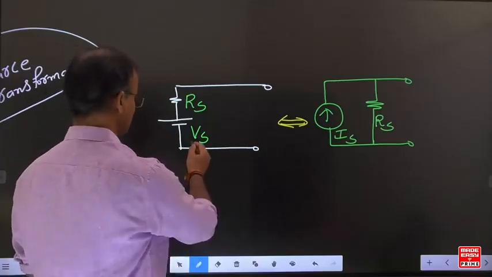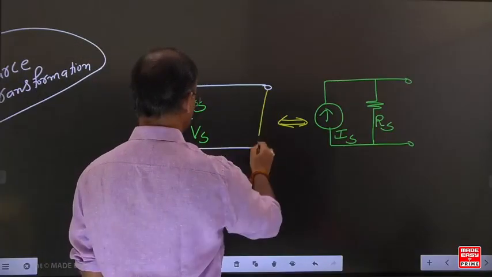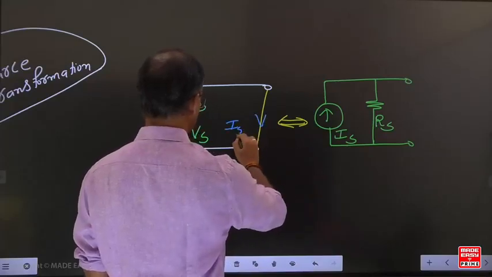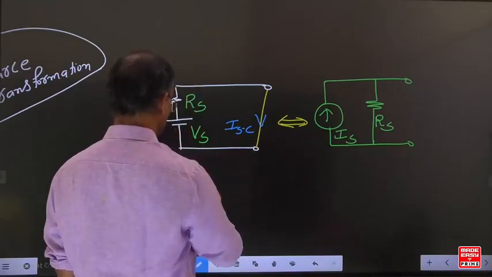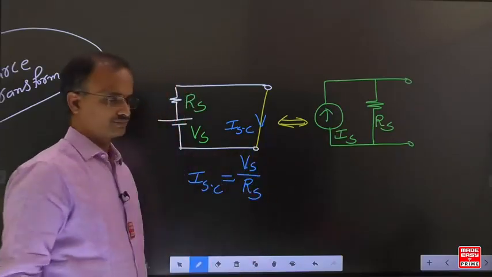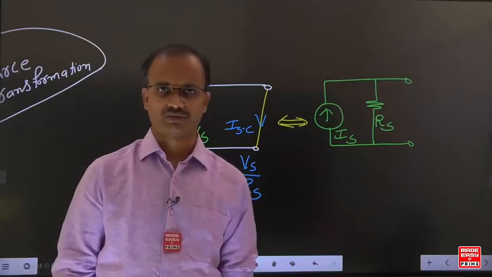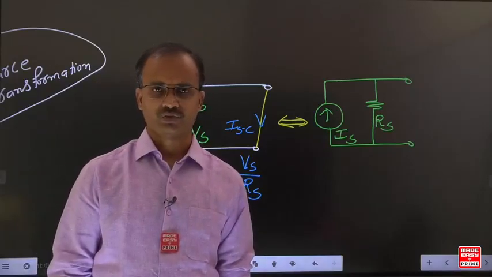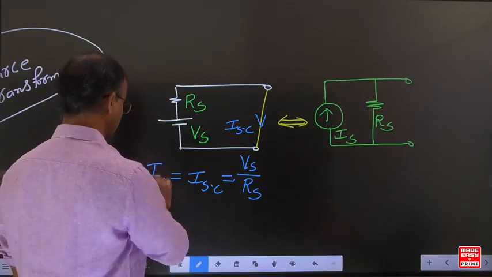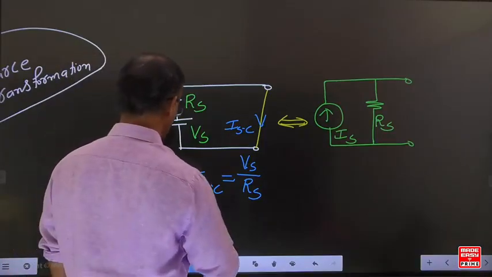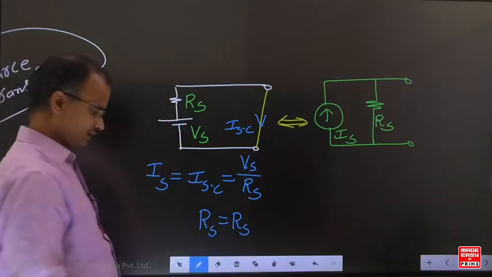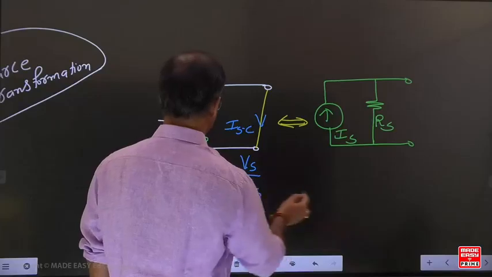In this example, by knowing the source voltage and internal resistance, can you find out the source current? To find the source current, we simply write Vs by Rs. That source current is named the short circuit current Is. Here the assumption is that the internal resistance of the voltage source and current source are exactly equal.